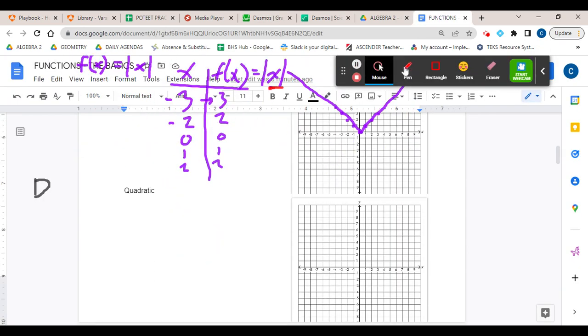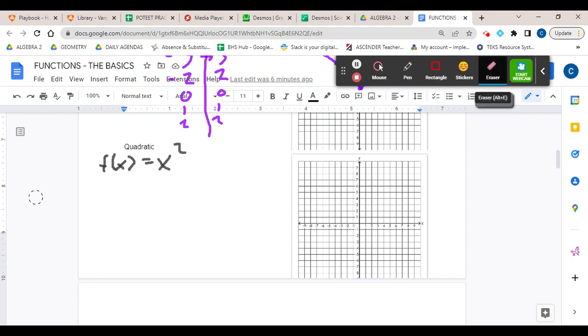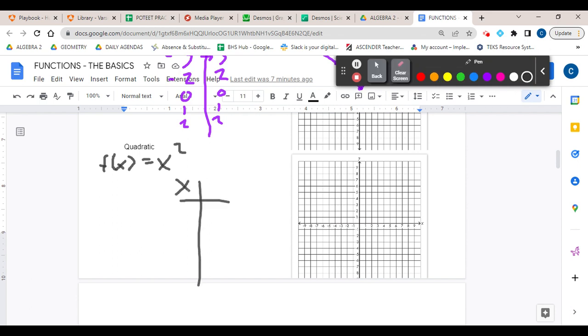Okay, now let's just look at quadratic real quick, and I just want to look at maybe 4 or 5 points here. So remember, quadratic, f of x equals x squared. Okay, again, the domain is all real numbers, okay, because we can square any number that we want. So x, y. So say we have negative 2, negative 1, 0, 1, 2.